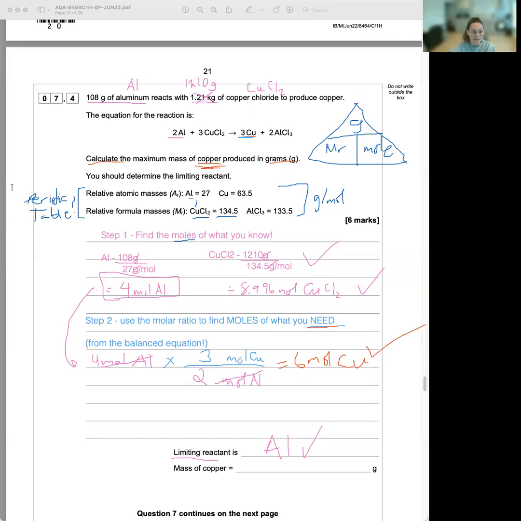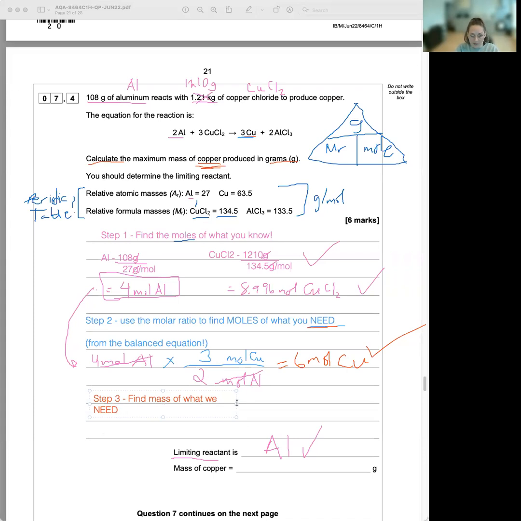So now we're on to step 3, which is find mass of what we need. It is always going to be this, usually. If it's a 4, 5, or 6 mark question, they're going to give you mass of something and they're going to ask for mass of something else. So step 3, we are now finally going to find the mass of what we need.